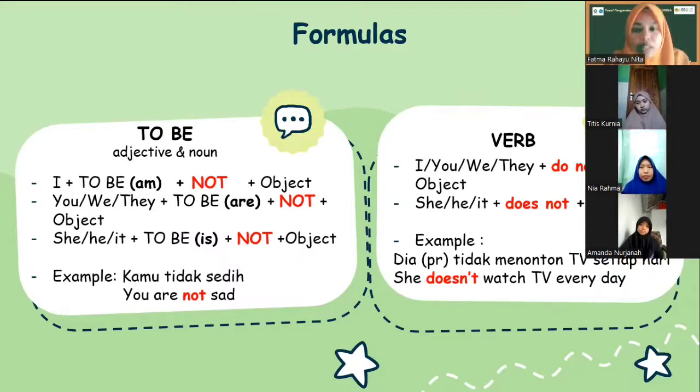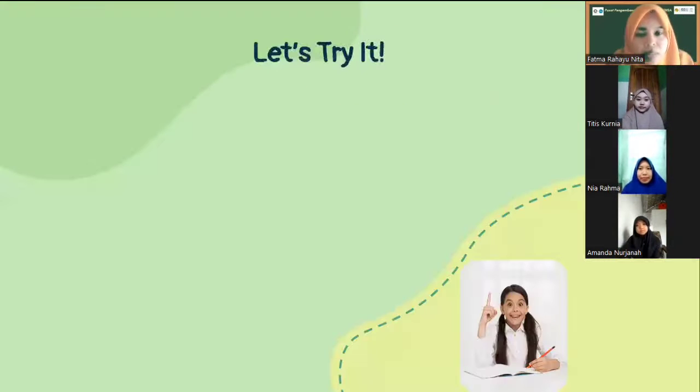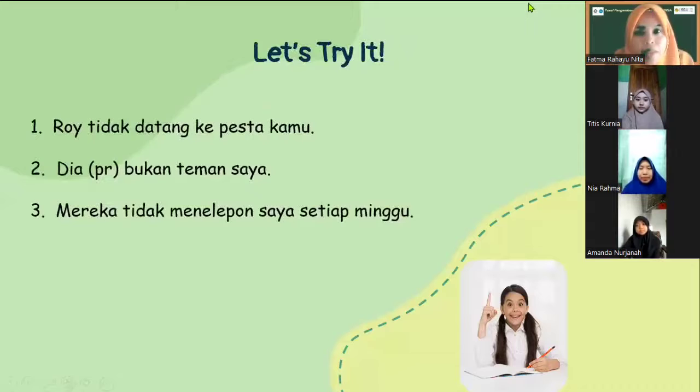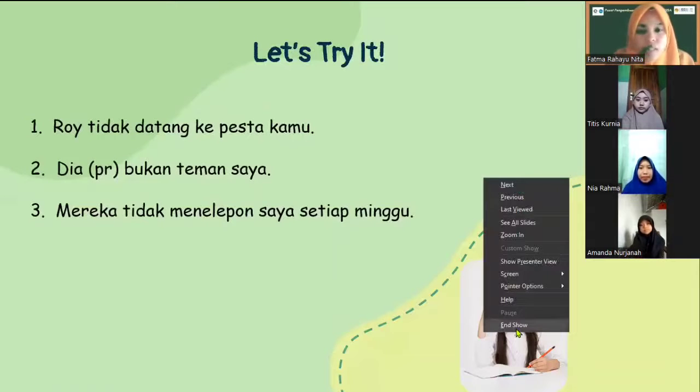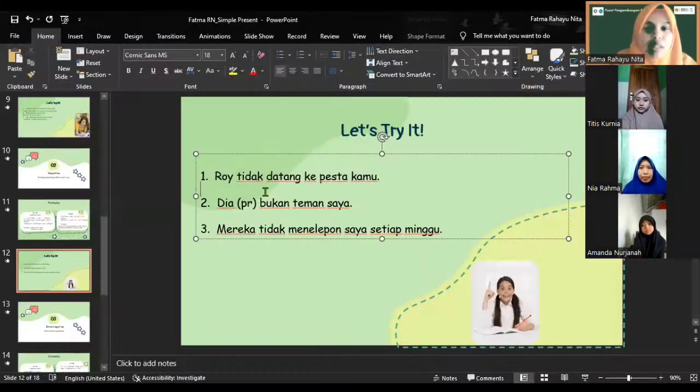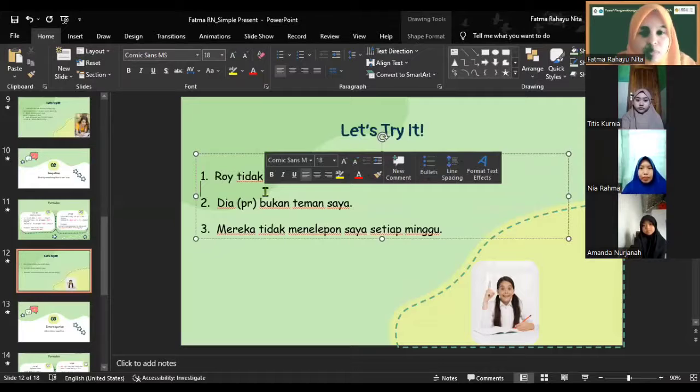For example, dia perempuan tidak menonton TV setiap hari. So she does not watch, not watches, watch TV every day. Is it clear? Yeah. So far, so good. Okay, and then let's try it. Anyone can help me to answer number 1?